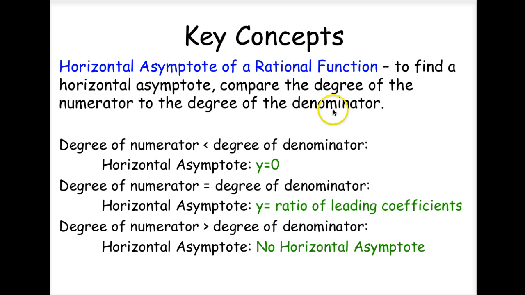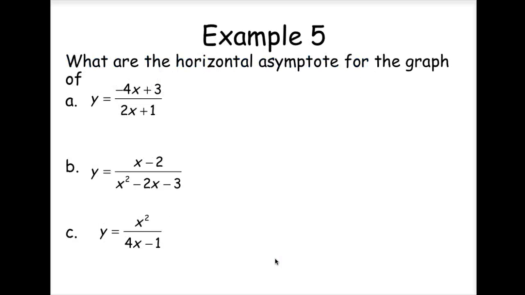Horizontal asymptotes. In order to find them, you compare the degree of the numerator to the degree of the denominator. If the degree of the numerator is less than the degree of the denominator, there's a horizontal asymptote at y equals 0. If the degree of the numerator is equal to the degree of the denominator, there's a horizontal asymptote at y equals the ratio of the leading coefficients. And if the degree of the numerator is greater than the degree of the denominator, there is no horizontal asymptote. So let's see what that looks like.